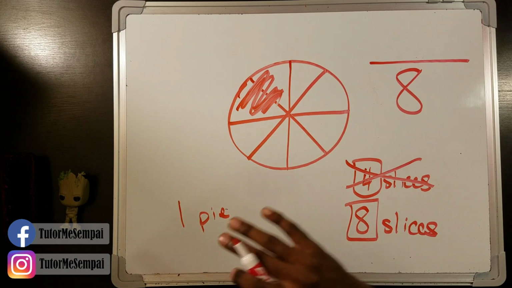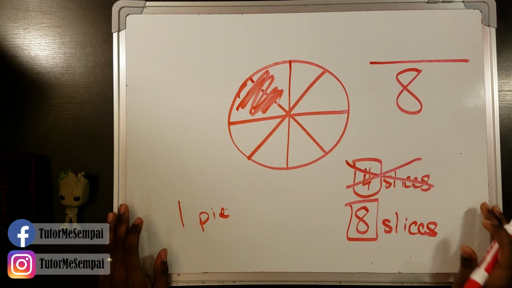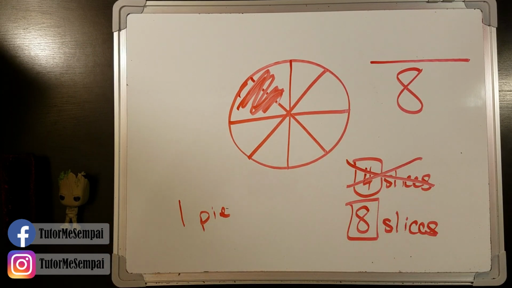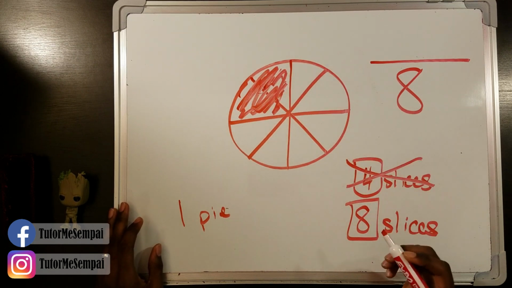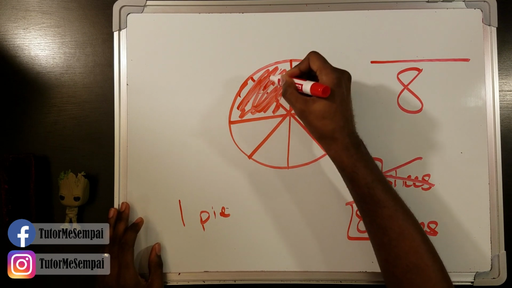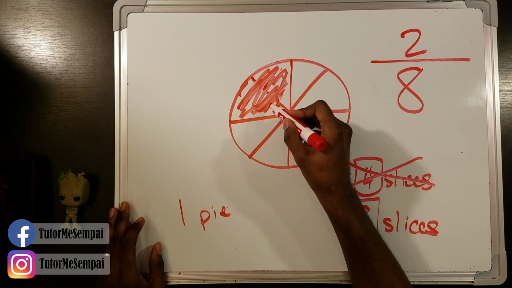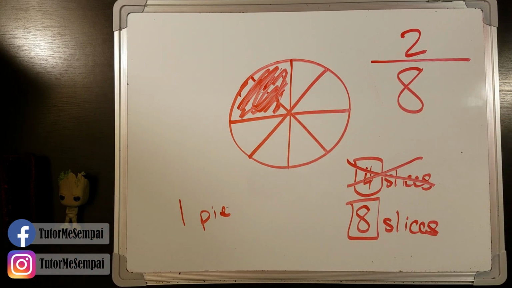That's how many we have total. If we count up all of these, that's how many slices we have. Now, how many are we focusing on? We're focusing on the ones that we ate. So these shaded ones are the ones I ate. I was hungry. So now, how many of those do we have? 1, 2. So we put 2 here. So this would be 2/8. That is a fraction of pizza that I ate.